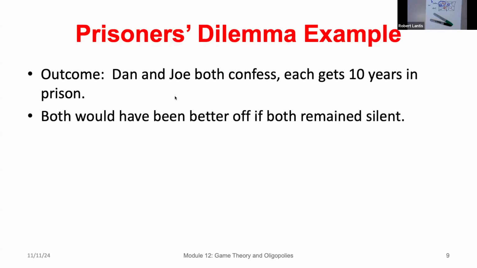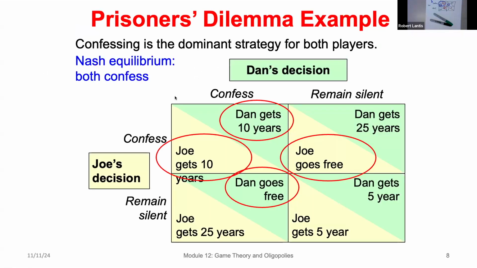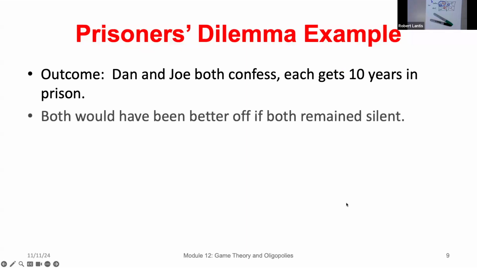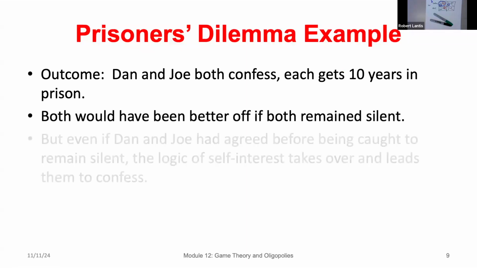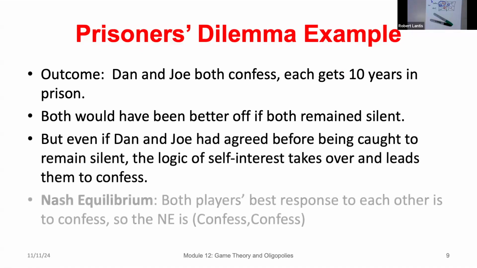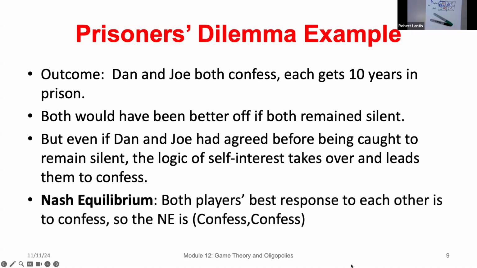Now, they could have been both better off if they remained silent, right? If they both remained silent, they both would have only gotten 5 years. So the Nash equilibrium actually results in a worse payoff for both of them. This would be our Nash equilibrium, that they both confess, but at this Nash equilibrium the outcome is worse for them. If they could both agree not to squeal or rat each other out, they'd be better off. This is the example of a prisoner's dilemma.